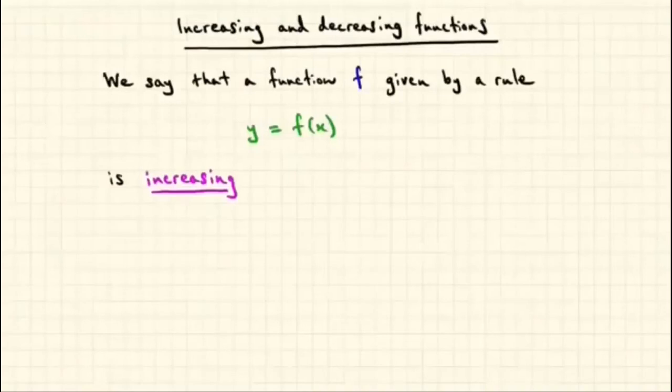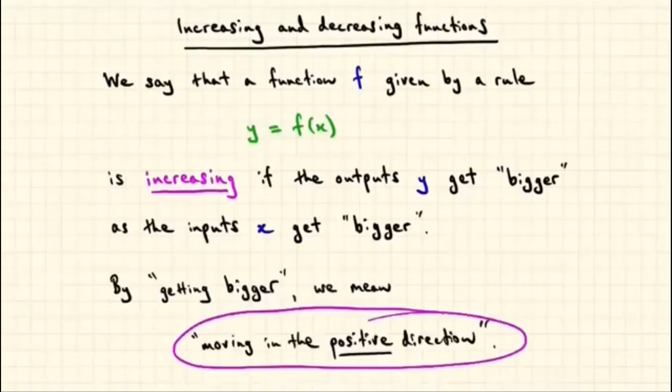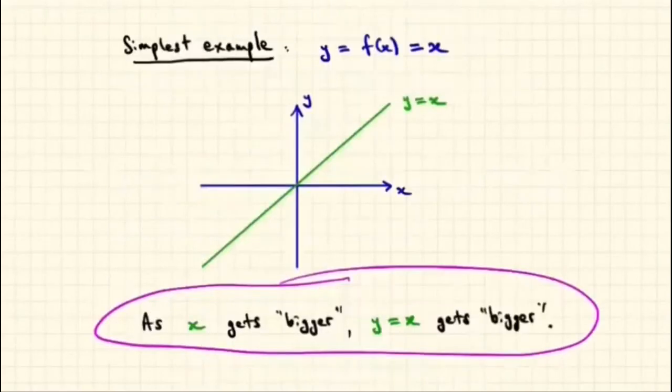We say that a function f given by the rule y equals f of x is increasing if the outputs y get bigger as the inputs x get bigger. By getting bigger, we mean moving in the positive direction, to the right along the x-axis and upward along the y-axis. The simplest example would be the function y equals x, whose curve is a straight line sloping upwards. Naturally, as x gets bigger, y equal to x also gets bigger.